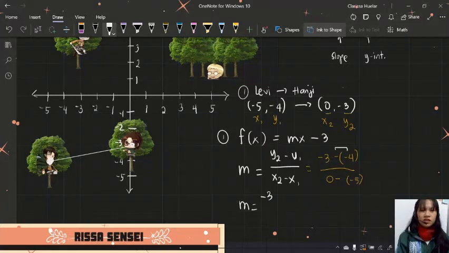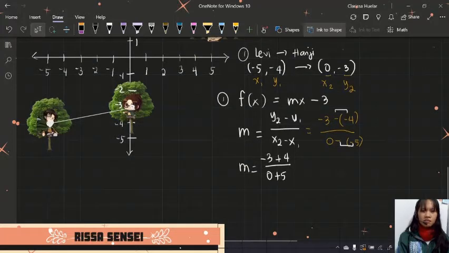So, that's negative 3 plus 4 over 0. These are both negative, so negative times negative 5 gives us positive 5. So, 0 plus 5. I'll write it down, lower, in case it isn't visible. Then, m is equal to negative 3 plus 4, which is 1, over 0 plus 5. So, that is equal to 5. Therefore, the slope of this line that we are looking for is 1 over 5.